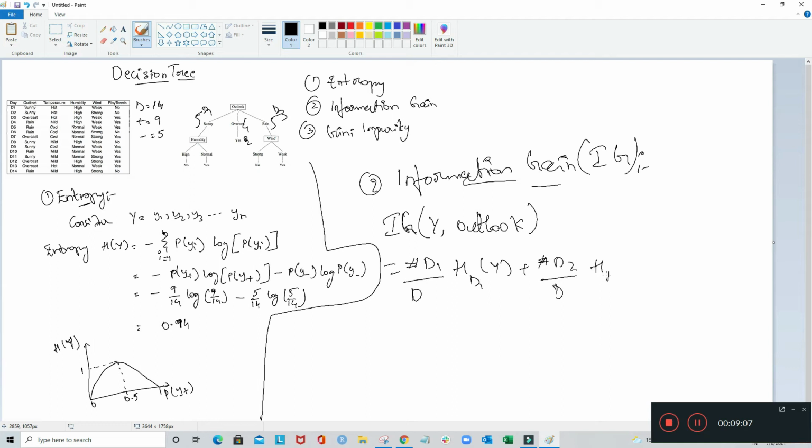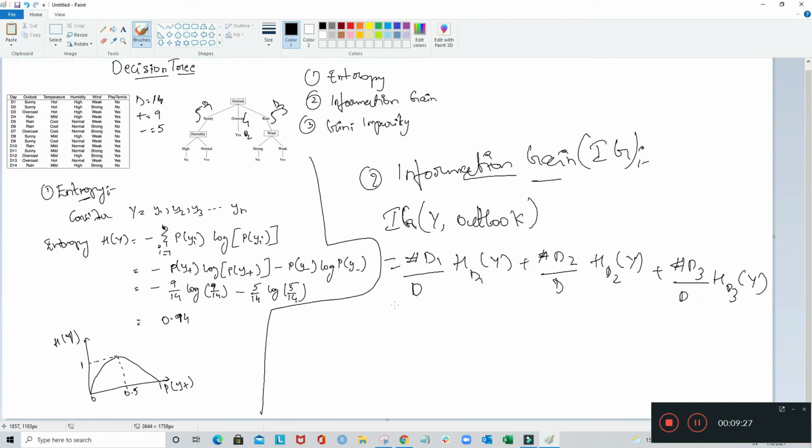So entropy for dataset D2, plus number of data points in dataset D3 into total number of points and entropy at D3. This is how information gain for a feature is calculated. Next is Gini impurity.